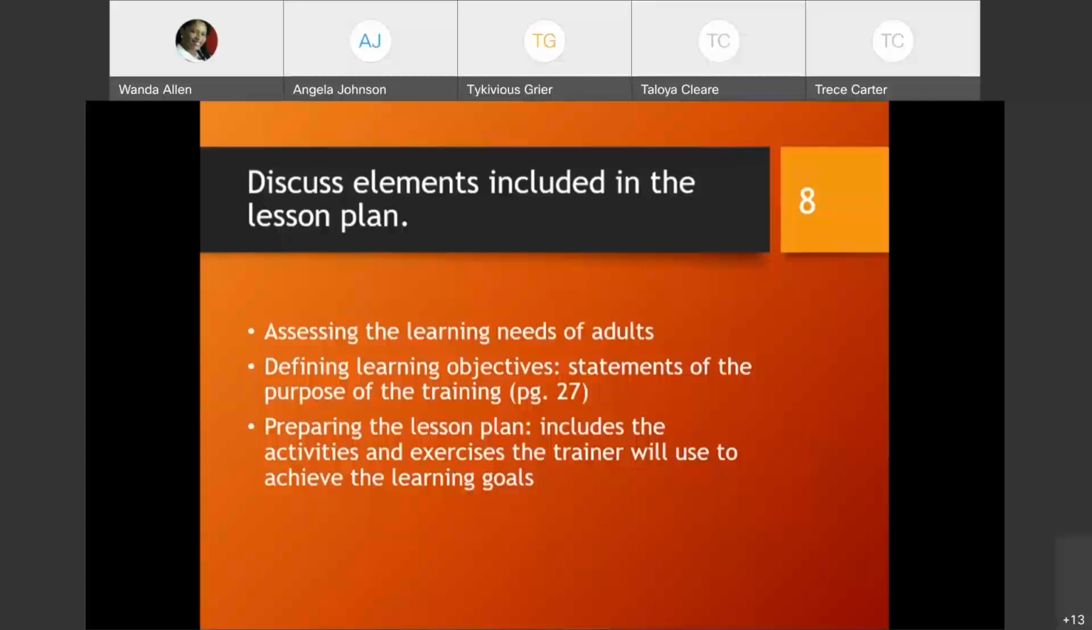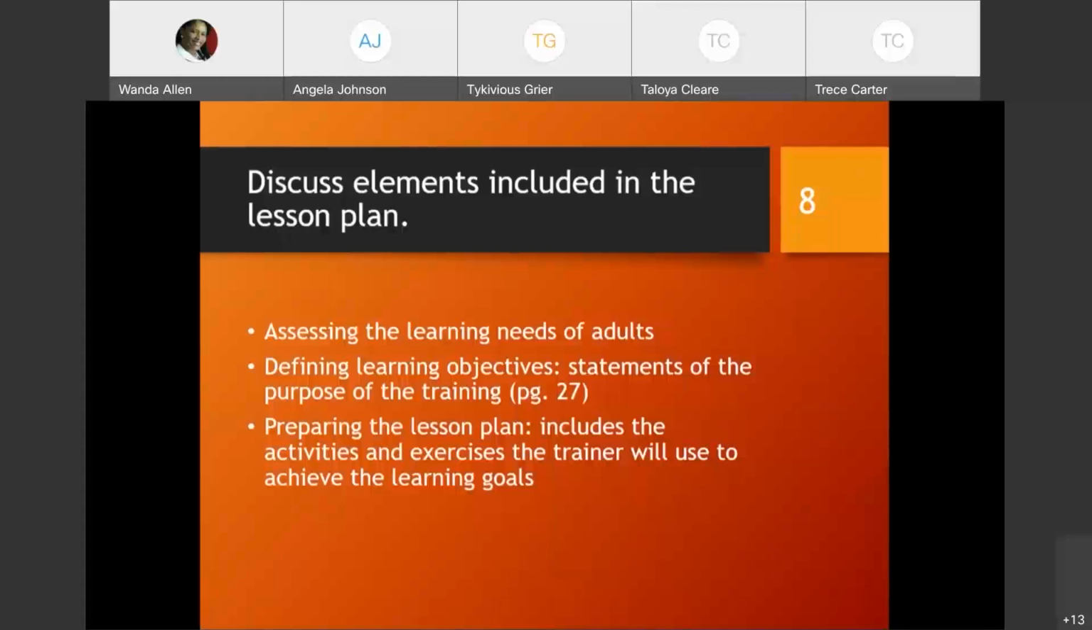Okay, elements included in the lesson plan. So now we're going to take a moment to talk about elements that you want to include in the lesson plan, and then we're going to actually go to some of the resources that you got with your packet of information to show you how to utilize those.